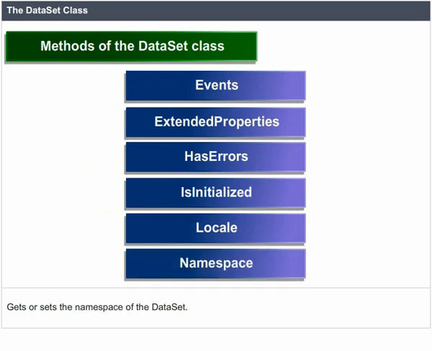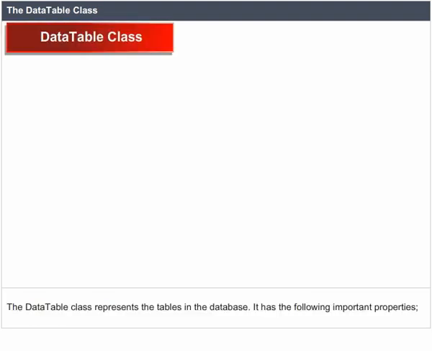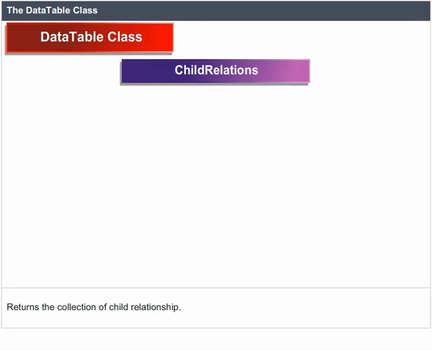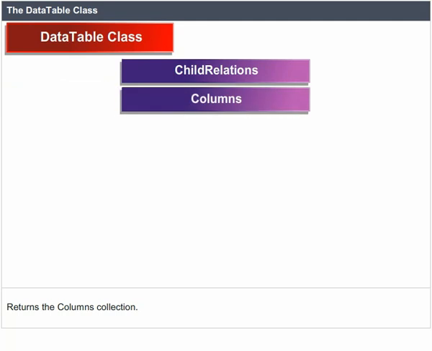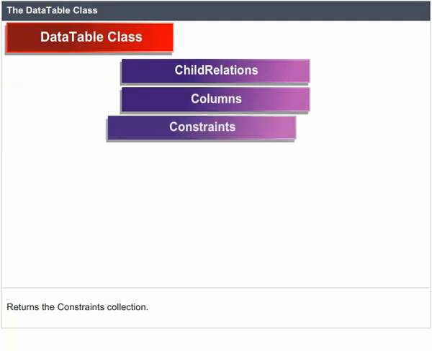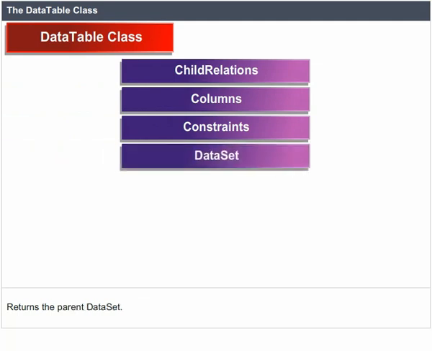The DataTable class. The DataTable class represents the tables in the database. It has the following important properties. ChildRelations returns a collection of child relationships. Columns returns the columns collection. Constraints returns the constraints collection. DataSet returns the parent DataSet.